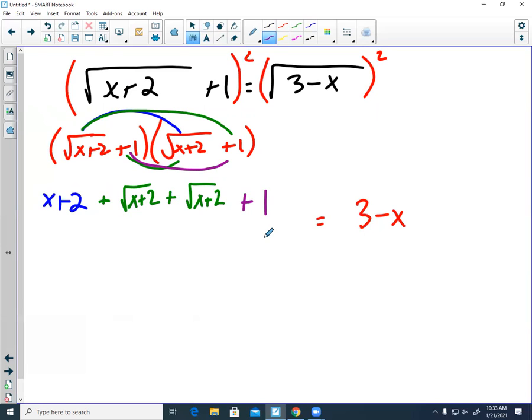So hopefully you can see now why this one stinks. So now what I'm going to do is combine everything that I can on the left side of my equation. So I have a positive 2 and a positive 1 that will combine to give me a 3. I have 2 of these square root of x plus 2's here, so I can combine those and say that there's 2 of them. So it's going to end up being x plus 2 square root of x plus 2's plus 3 equals 3 minus x.